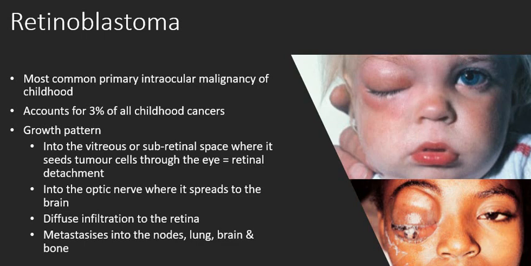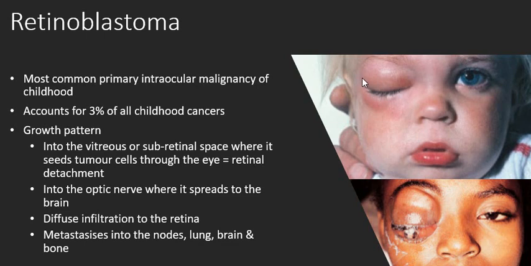They'll then seed into the optic nerve and eventually spread to the brain, and will have diffuse infiltration into the retina, so they'll get into the retinal spaces too. Eventually, they'll metastasize and go into the lymph nodes, the lungs, the brain, and the bone. So they can be actually quite fatal. So early detection and treatment is of utmost importance.